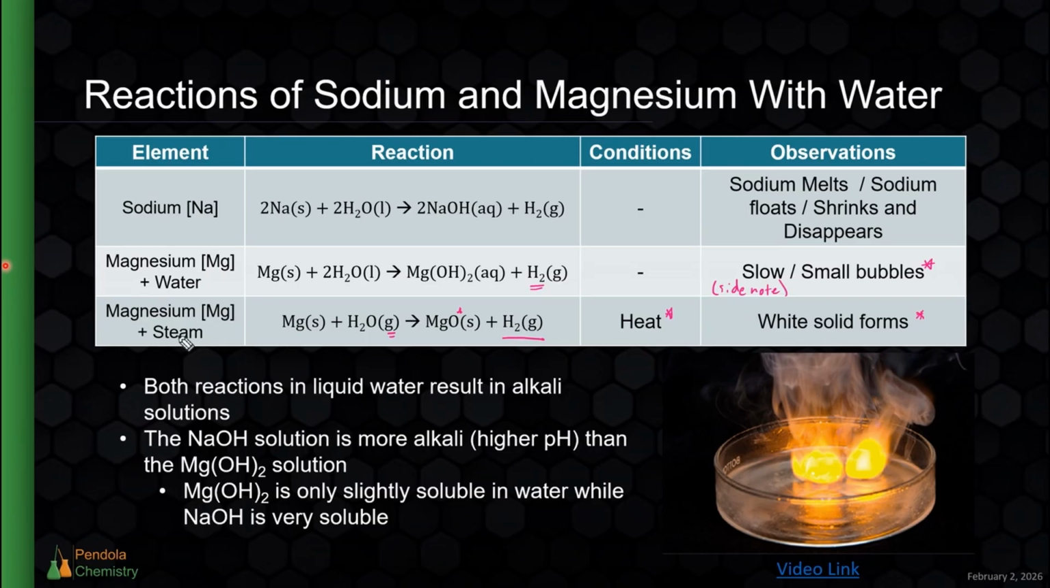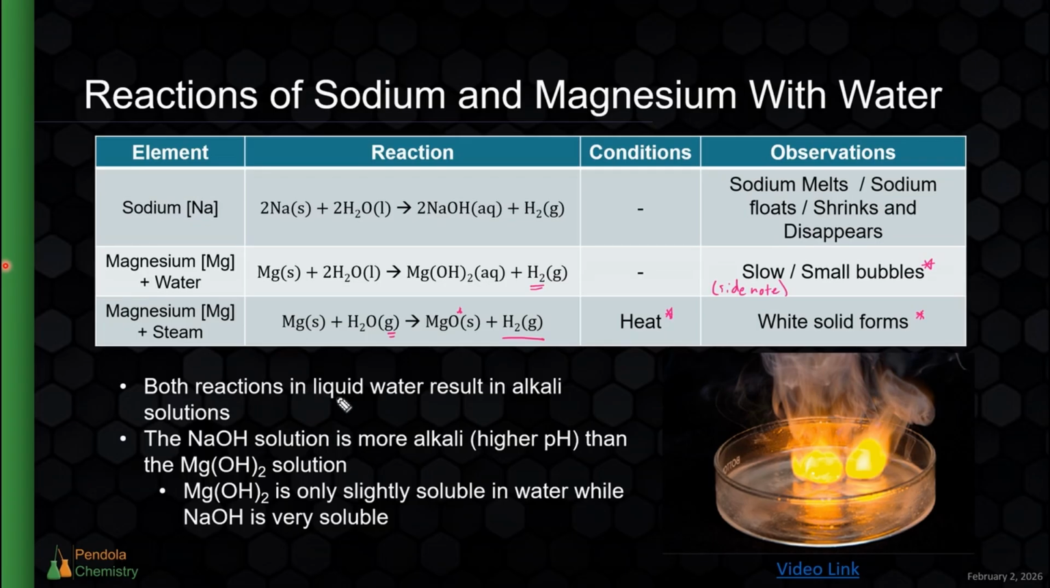So instead of the bubbles, the observation with steam is a white solid. Now you couldn't memorize this, but if we look at the reaction, if you remember the reaction, it just makes sense. We do form a gas, but there's no liquid, so no bubbles. And then magnesium oxide, like most group 1 or 2 oxides, is a white solid. So that's the only observation we see is a white solid being formed.